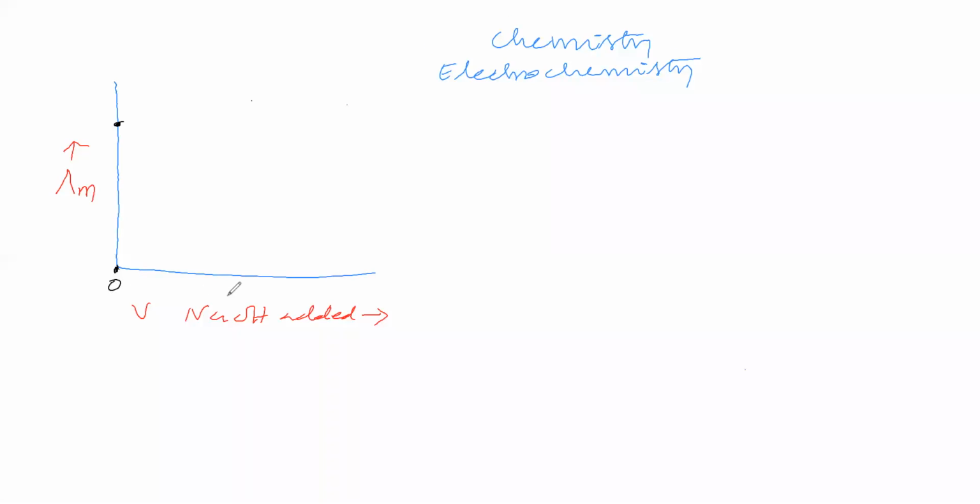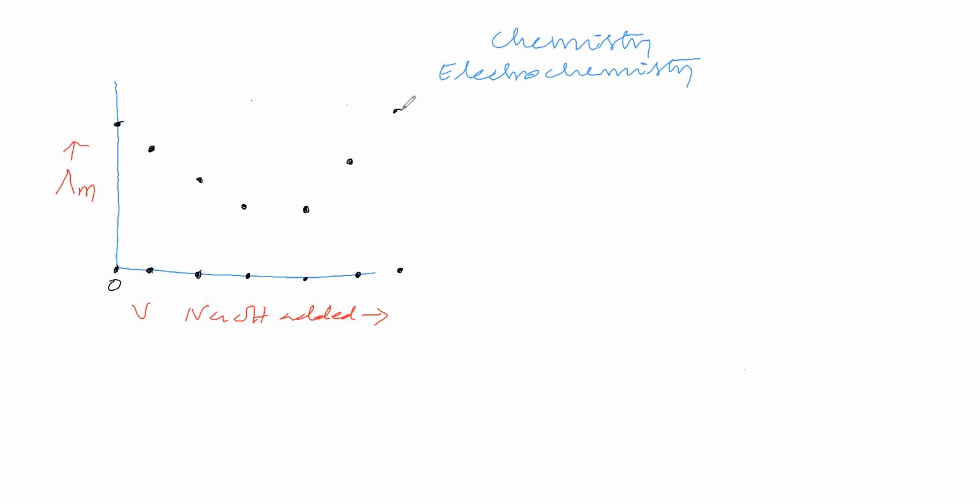If you go on adding sodium hydroxide, you are seeing the molar conductivity is becoming less when compared to previous. You add some more sodium hydroxide, molar conductivity is this much. Some more sodium hydroxide, molar conductivity you are getting like this. So we have done the experiment. From the experiment we got a graph like this.